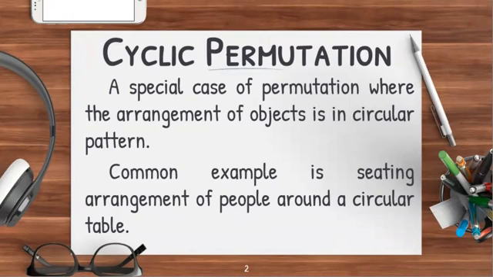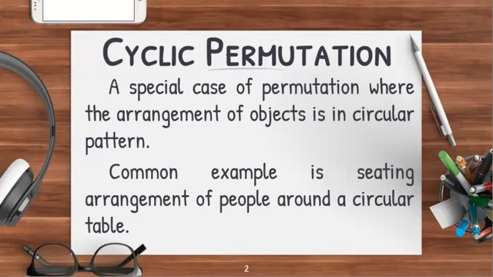So yung kanina po kasi natin na permutation ay lahat po yun ay kumbaga arranged in a row or in a straight manner. So a common example of the cyclic permutation is seating arrangement of people around a circular table. Syempre iba po yung bilang ng permutation kapag naka-row siya doon sa bilang po kapag naka-circular form naman po siya.